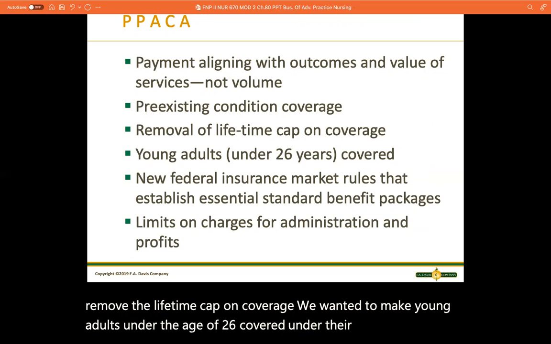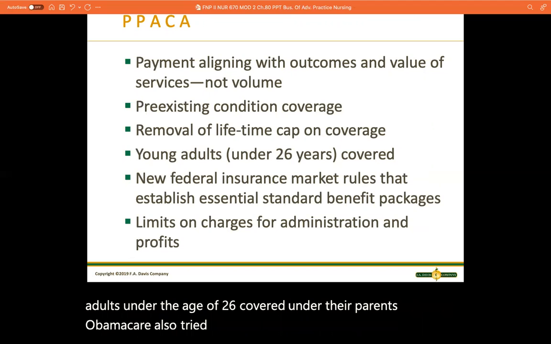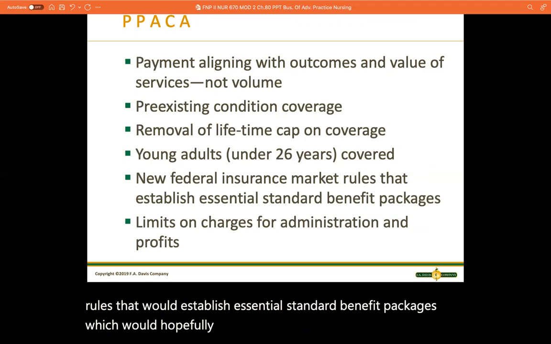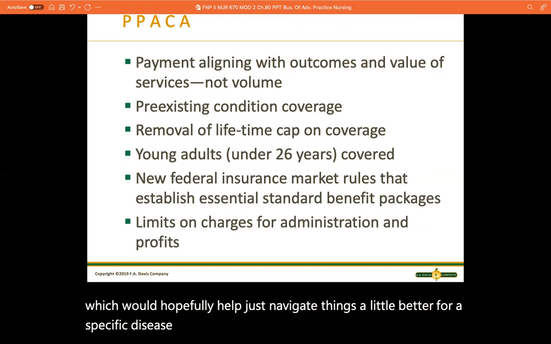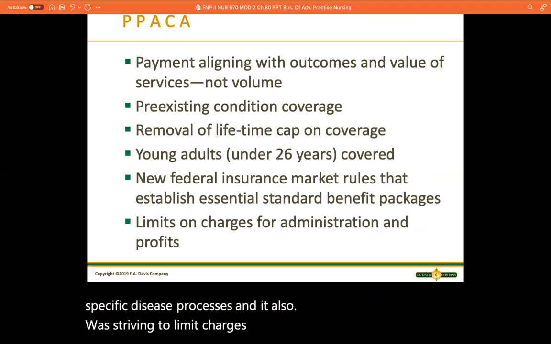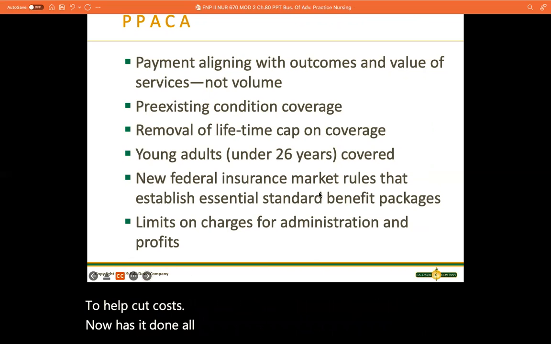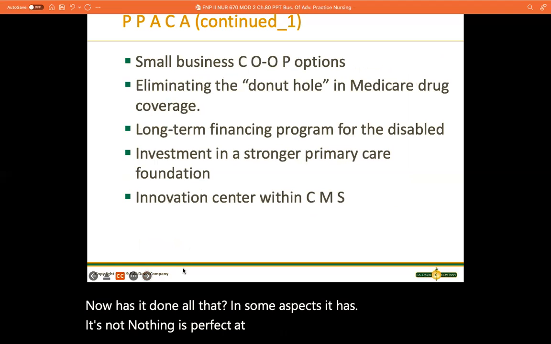Obamacare also tried to develop new federal insurance market rules that would establish essential standard benefit packages, which would hopefully help navigate things a little better for specific disease processes. It was also striving to limit charges for administration and profits, just to help cut costs. Now, has it done all that? In some aspects it has. Nothing is perfect at this point, that's for sure.